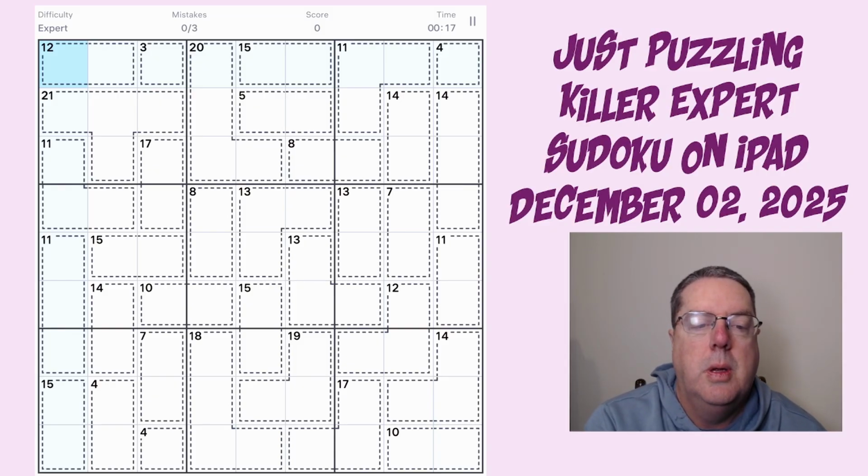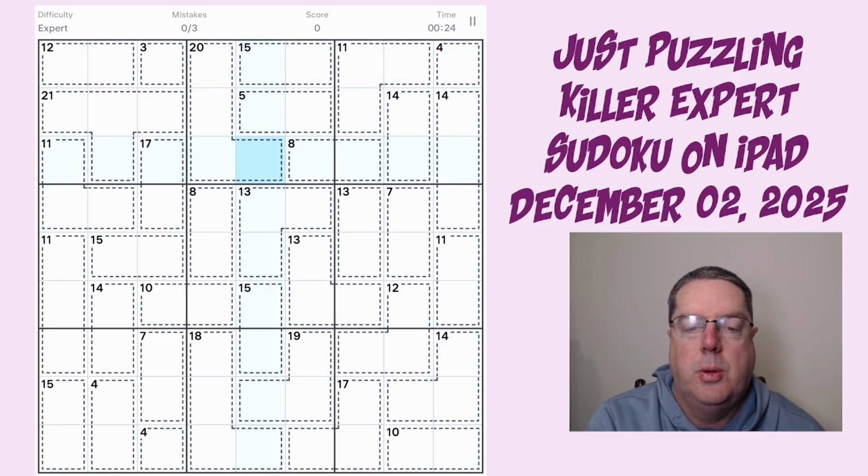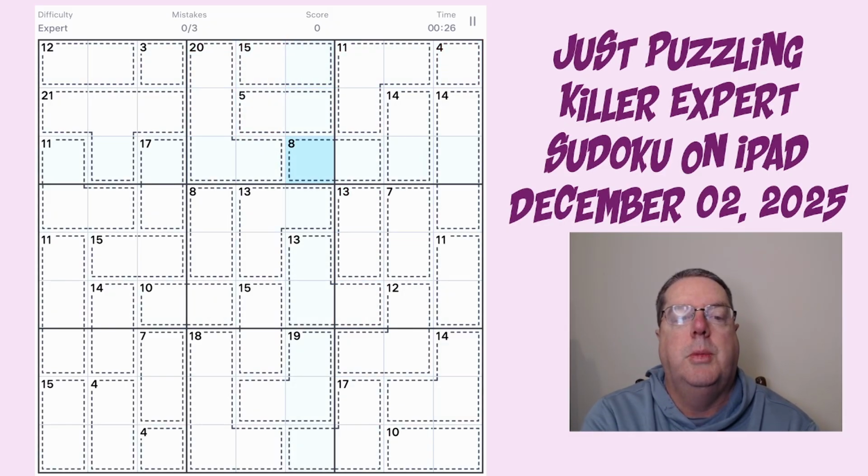Alright, so in Sudoku there are 9 rows, 9 columns, and 9 boxes. In each of the rows, columns, and boxes, we need the unique numbers 1 through 9. And that's Sudoku. So for Killer Sudoku, we have cages.